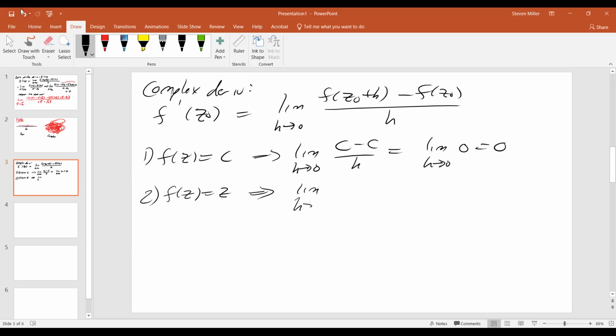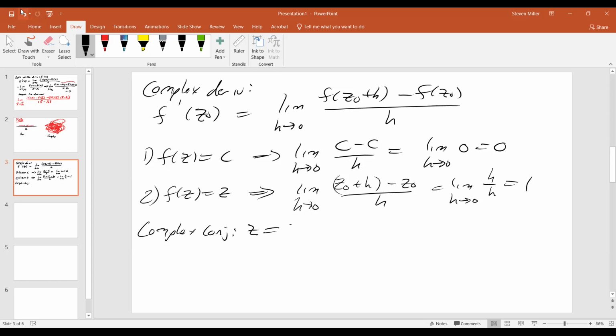So the limit as h goes to 0 of (z naught plus h minus z naught) over h is the limit as h goes to 0 of h over h, which is just 1. So you get the same derivative as before. As a nice exercise, you can then show z squared, z cubed, and in general, z to any positive integer n is differentiable. There's lots of ways to do that. I will not give you any hints as to which way I might prefer, but as a nice exercise, prove that z to the n is differentiable for any n. You might remember complex conjugation.